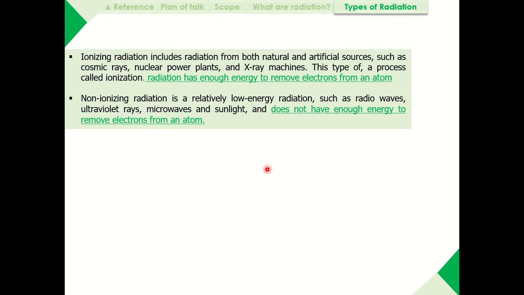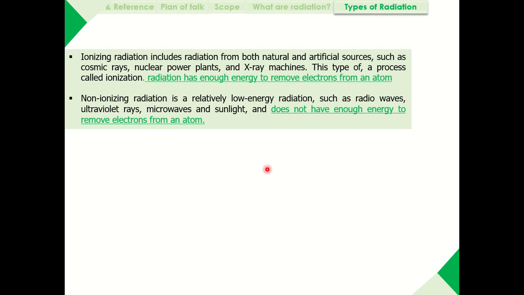So what is a natural and the artificial source of production can be discussed in the next session of this module. In that classification, we have cosmic rays, nuclear plants, and X-ray machines as some sources of such ionizing radiation. This type of process is called ionization. Radiation has enough energy to remove an electron from an atom. Okay. Then we have non-ionizing radiation, which does not have the energy to remove an electron from an atom.